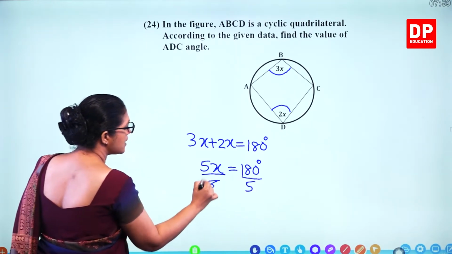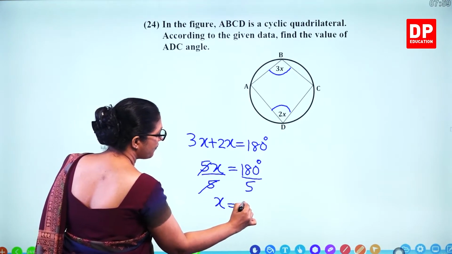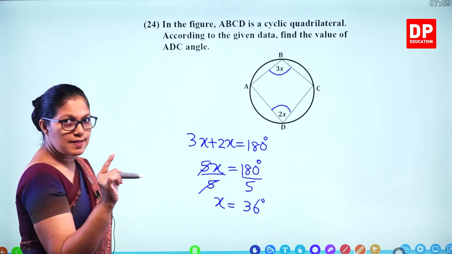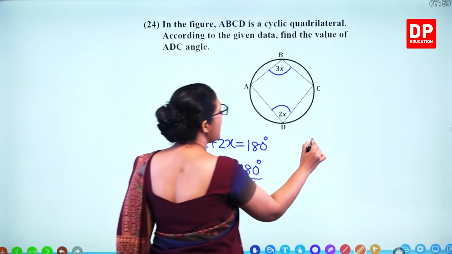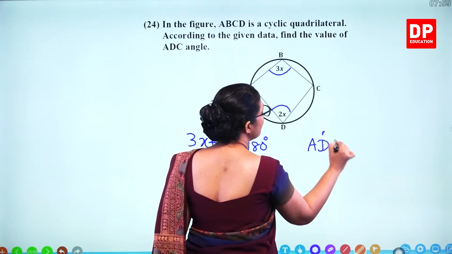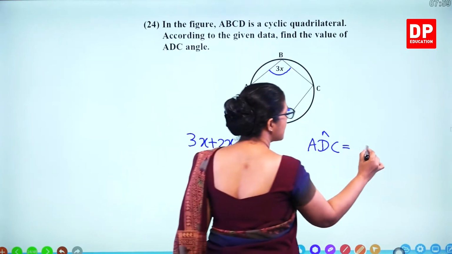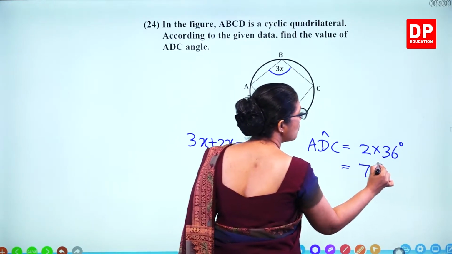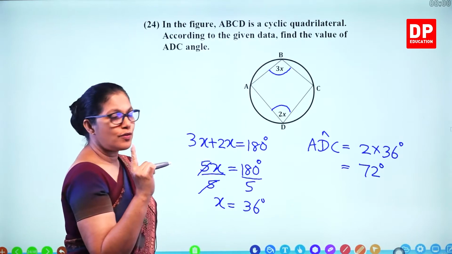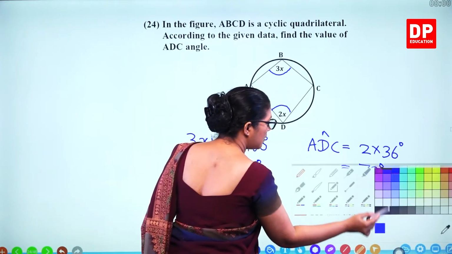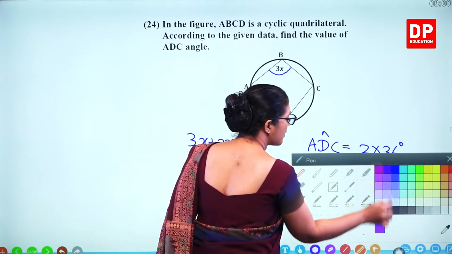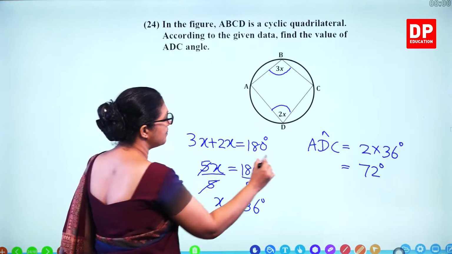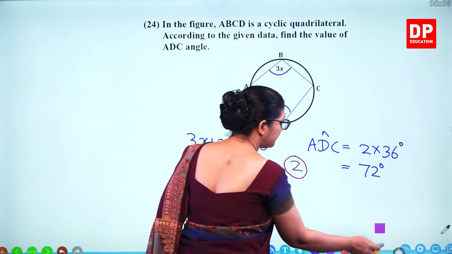Divide both sides by 5. 36 degrees. If this is 36, so what is ADC angle? 2 times x, 2 times 36. That's 72 degrees. So remember that in a cyclic quadrilateral, opposite angles add up to 180. 2 marks.